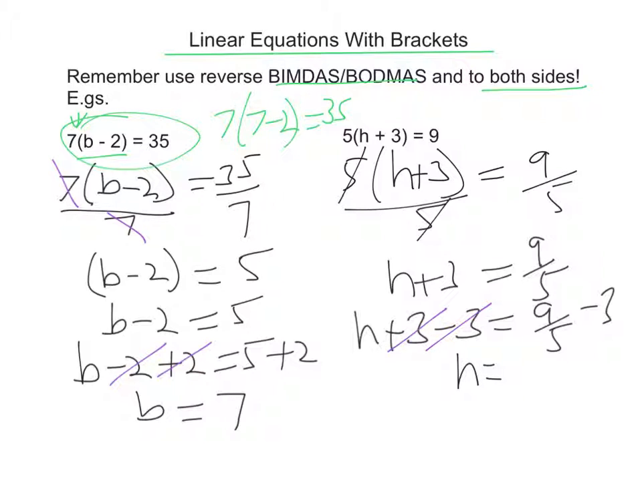On the right hand side, we've got a problem. We've got 9 over 5 minus 3. We need to do that by fractions. So 3 is the same as 3 times 5, 15 over 5. So it's 9 over 5 take away 15 over 5. That's the same as minus 6 over 5, or minus 1 and 1/5.